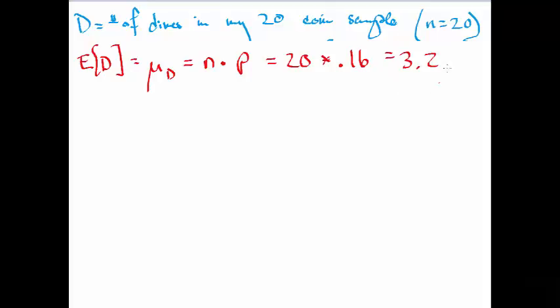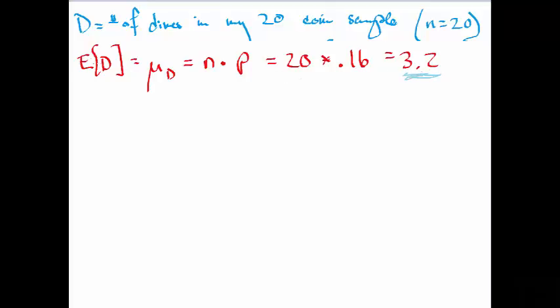Do not round this number. Should you round this number? The answer is no. I see this on a lot of exams. This equals 3? No, 3.2 does not equal 3, and the expected value is not 3. This is the answer. Now, would you ever expect to see exactly 3.2 dimes when you take a sample of 20 coins? Absolutely not. You would never truly, in the everyday sense of the word, expect to see that. However, on the average is what this means.